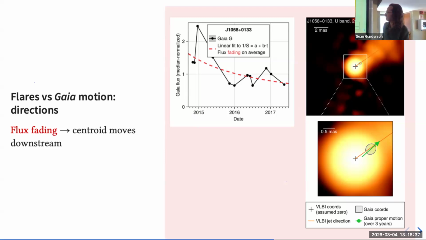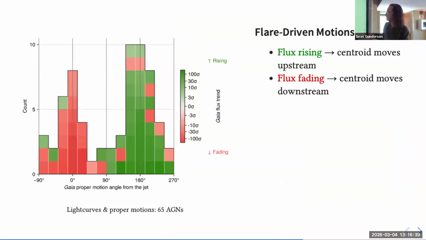But now let's see the whole set. On the horizontal axis is just the angle of the proper motion versus the jet direction. So 0 means the Gaia centroid moves along the jet direction, away from its origin. And 180 means the centroid moves closer to the origin over time. And the color is the same color as I used in the previous slides. This is the flux trend: is the flux rising on average, or is the flux fading on average?